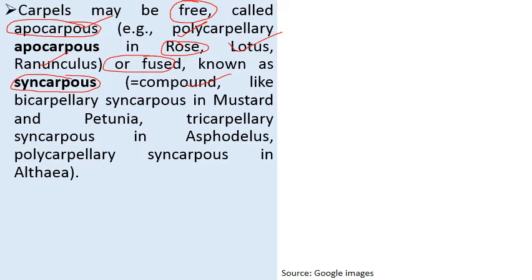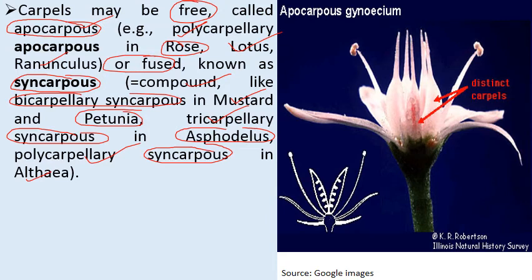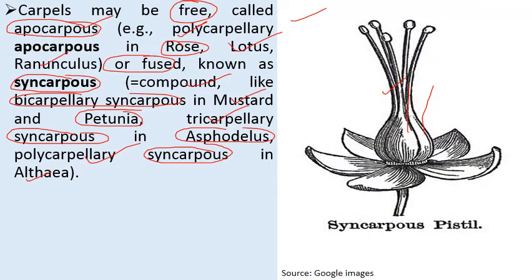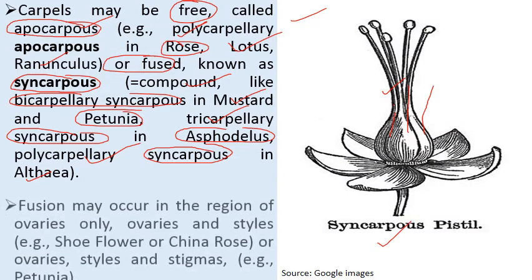So they are compound, like bicarpellary syncarpous condition. It is found in case of mustard and petunia. And tricarpellary syncarpous condition means three carpels हैं, they are fused together. It is found in case of Asphodelus. And polycarpellary syncarpous condition means having many carpels which are fused together, in case of Althea. So this is the photograph which shows apocarpous Gynoecium. It means जो carpels हैं वो एक दूसरे के साथ fuse नहीं हैं, they are free, and this is known as apocarpous Gynoecium. When they are fused, then we use the term syncarpous pistil or syncarpous carpels.